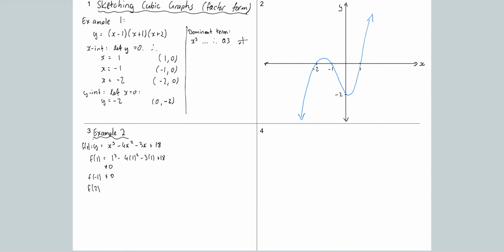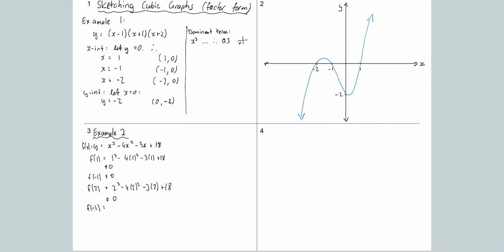Let's try f of 2. I'm going to have 2 cubed minus 4 times 2 squared minus 3 times 2 plus 18. Let me see, that's 8 minus 16 is negative 8. Negative 8 minus 6 is negative 14, so that doesn't work. That's not equal to 0.